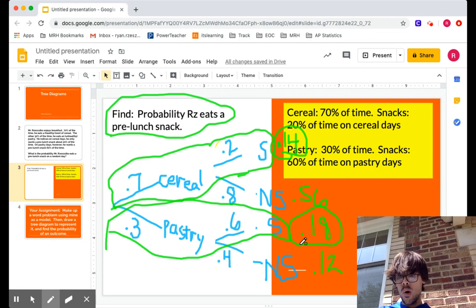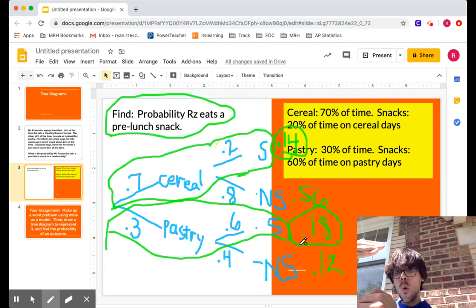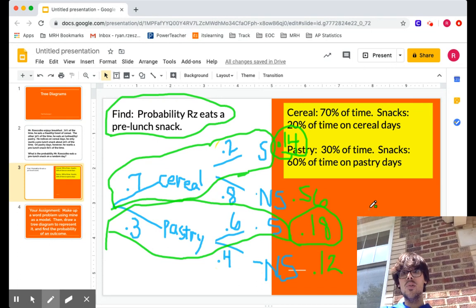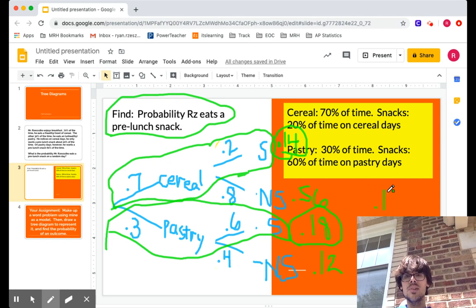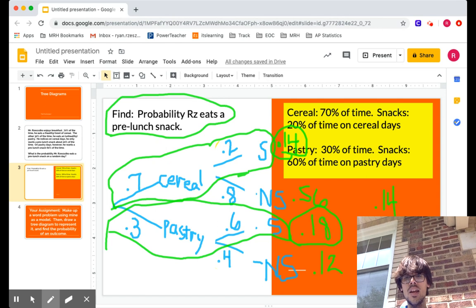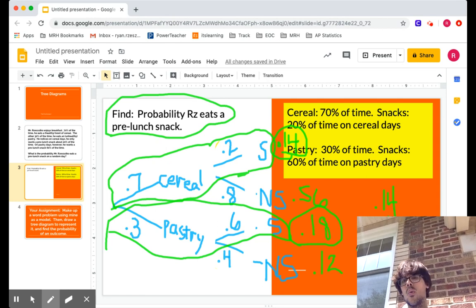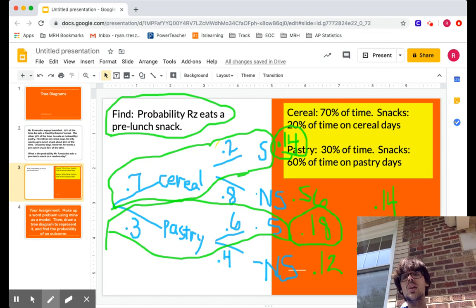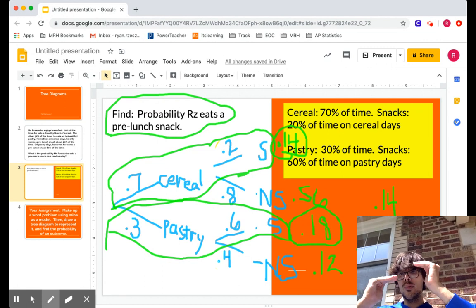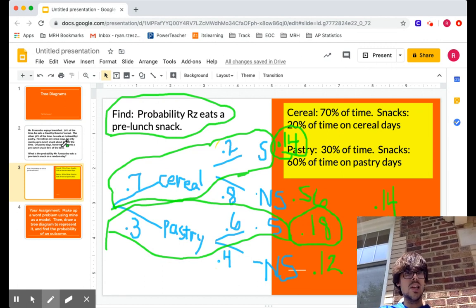So I said the word "or" when I did that. It's either this path or it's this one. So you have to add those two things together. 0.14 plus 0.18, because or means add, is going to be a 0.32. So evidently, on a random day, there's about a 32% chance I'm going to have a snack before lunch. Tree diagrams help us organize those different events going on and make it easier to understand.